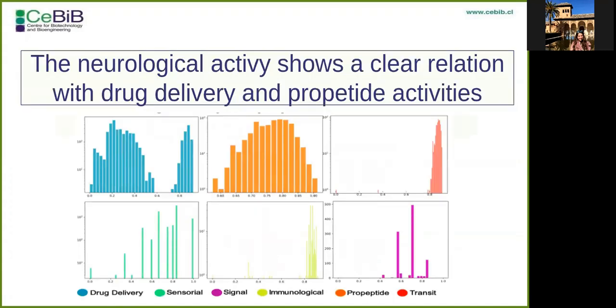Notably, unlike phylogenetic analysis, the numerical comparison shows a relationship between neurological peptides and propeptides, which was not observed in phylogenetic analysis. An agreement was maintained with drug delivery peptides. In this way, it shows that the application of different methods to study the same problem facilitates the identification of different patterns that help to generate these rules.